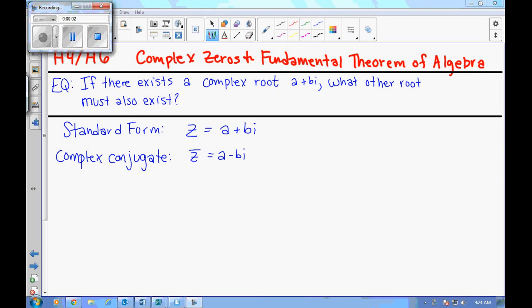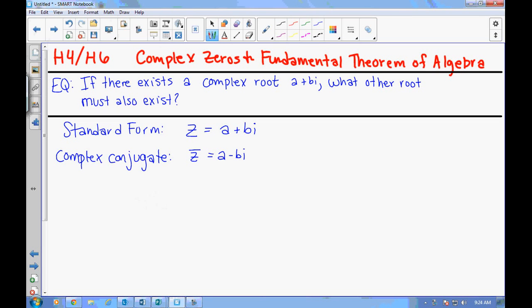Record this. Okay. So if a complex number is z, the conjugate is z bar. And both of these have a real piece and an imaginary piece. Okay? So, example 1: write in standard form. Standard form means it should be a real piece plus or minus the imaginary piece.